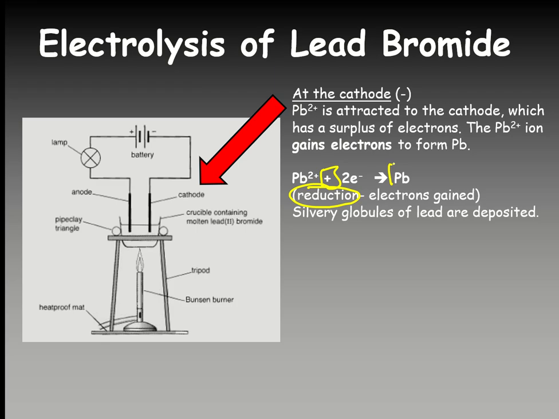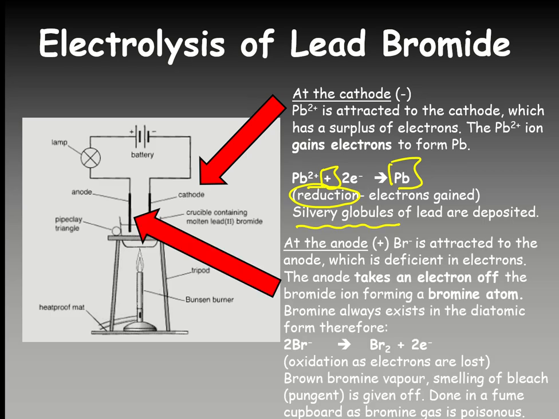What would you say you observe? Well, you're going to get lead, which is a metal. It's going to be hot, so it's going to be molten. And when a metal is molten, it forms silvery globules. There are various different words and phrases you can use to describe it, but silvery globules is a good one. That gives the impression of little beads of liquid, which is exactly what you would see.